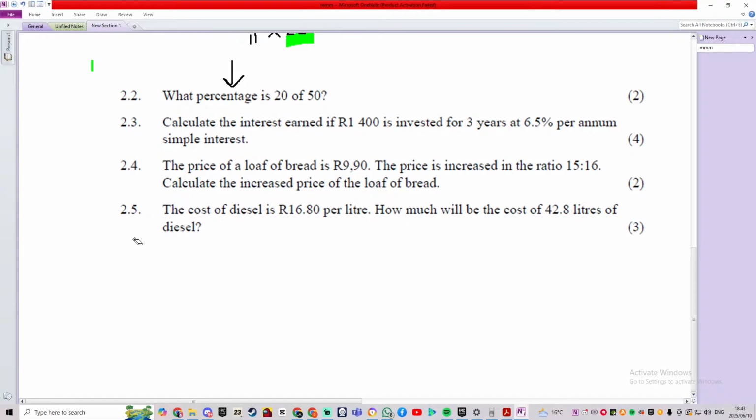Let's have a look at 2.4. The price of a loaf of bread is R9.90. The price is increased in the ratio 15 to 16.